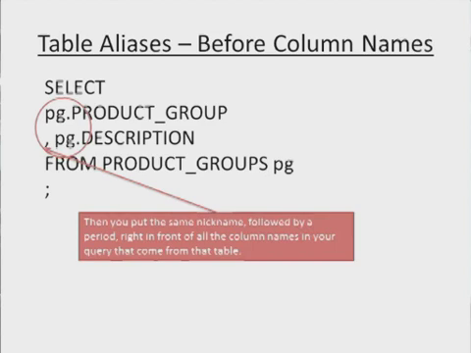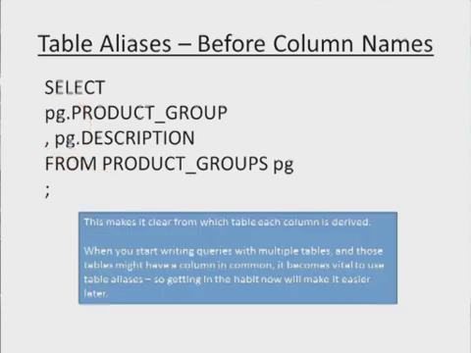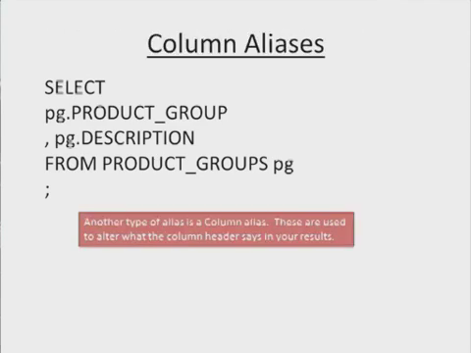And so we'll specify in front of each column that this column is from the table PG, and we do that by just putting the PG in front of it and then a period. And it makes it clear which table each column is derived from. And as I said, it gets sort of necessary as you begin joining multiple tables together, which we'll do in a few weeks.